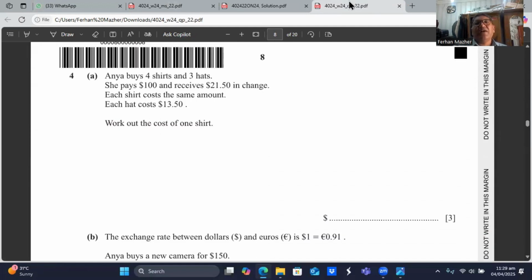So then we have question number 4 coming up on your screen. It says, Anaya buys 4 shirts and 3 hats. She pays $100 and receives $21.50 in change. So from 100, if you subtract this change, 21.50, you will get the total cost of 4 shirts and 3 hats. Each shirt costs the same amount, and each hat costs $13.50. Work out the cost of one shirt.